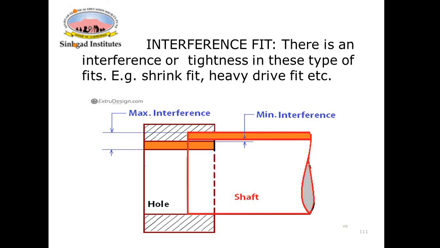So if you observe this clearly, in this case the maximum size of the hole is always going to be less than the minimum size of the shaft. Then it is the case of the interference fit, and the difference between the size of the hole and the size of the shaft under any condition is going to be negative. Okay, so examples are shrink fit and heavy drive fit. It depends upon the amount of interference.